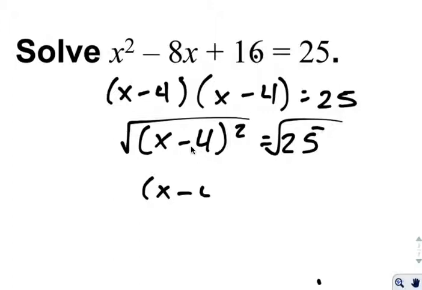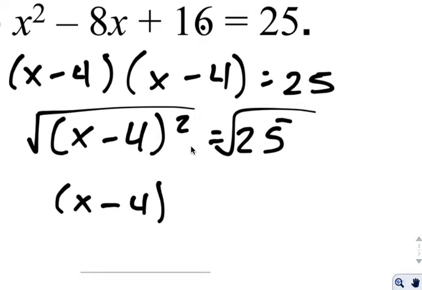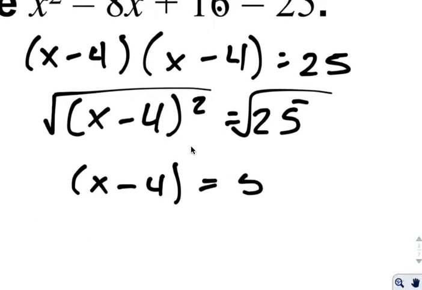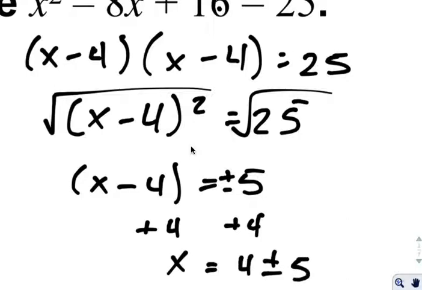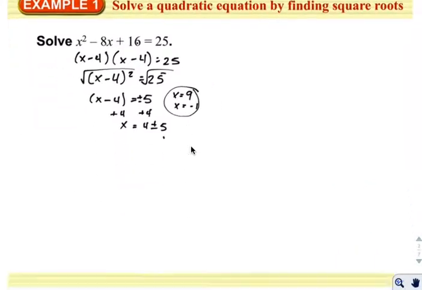So we can take the square root of both sides and we're left with x minus 4 equals 5. And then we just continue to solve. So add 4 to both sides gives us x equals 4 plus or minus 5, which is the same as x equals 9 and x equals negative 1. So those are my two solutions for this particular problem.